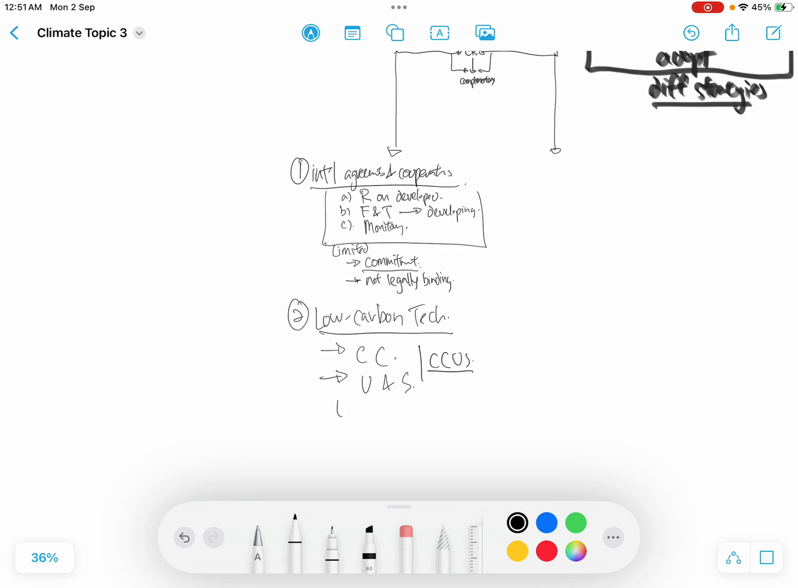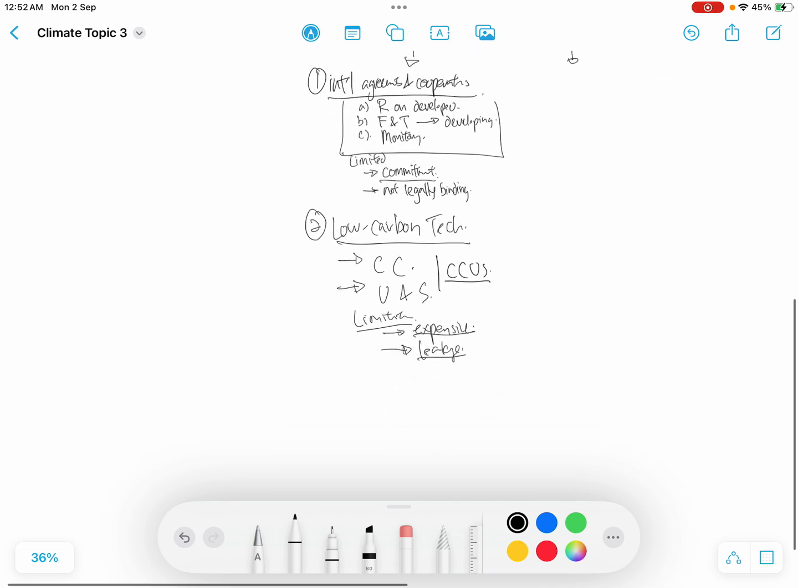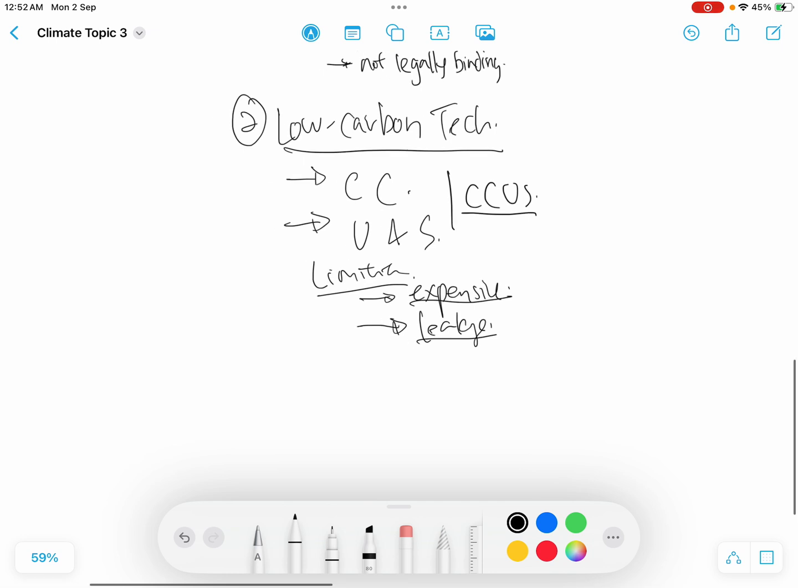However, what is the limitation? It is really that they are very expensive. So who can actually build this, right? It is very expensive, and technologically there might be leakage. Okay, there are still worries about leakages. So expensive and leakage, this is how much we have progressed so far. Okay, that's for low carbon tech. Okay, next we look at the use of clean energy.